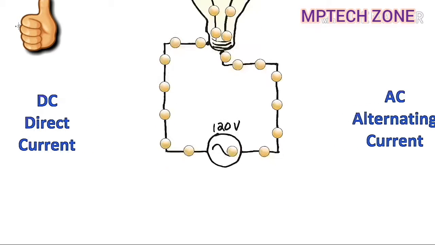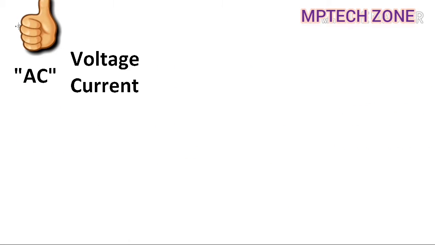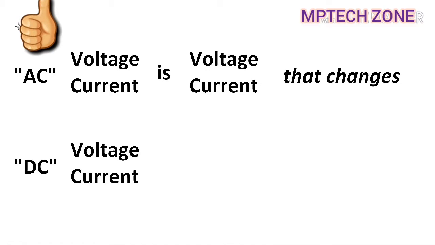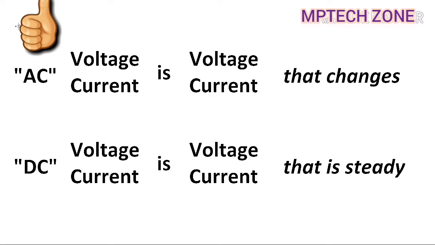So in other words, AC, voltage or current, is voltage or current that changes. DC, voltage or current, is voltage or current that is steady. Okay, so let's take a little bit closer look at these two, starting with DC.